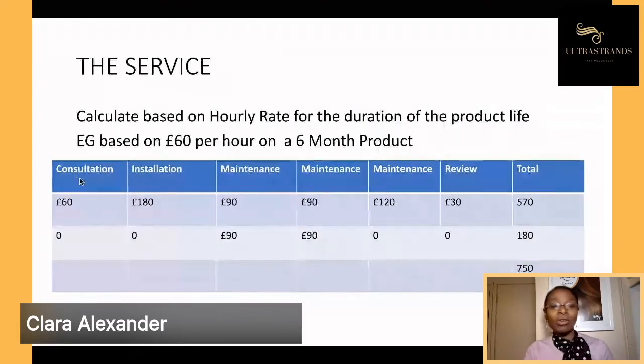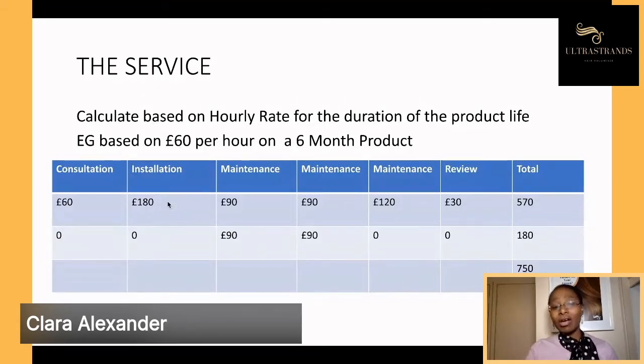So in this scenario, we've got the consultation, and because we've based it on £60 per hour, on average, a consultation is an hour, sometimes an hour and a half, but we are looking to just charge the hourly rate. So, and this is why you've got £60 here. The next is the installation, and we're looking at the installation taking between 2.5 hours, 3 hours. So we have calculated at 180 for the installation.